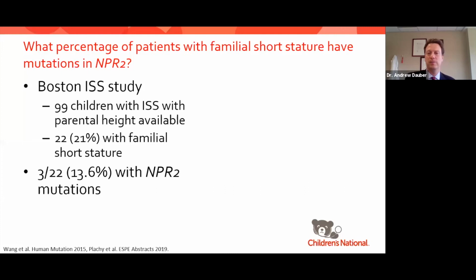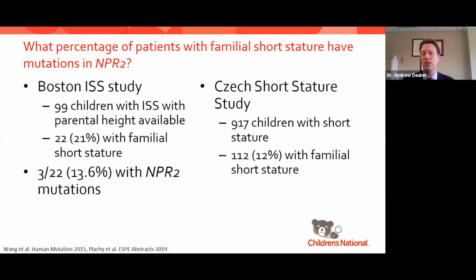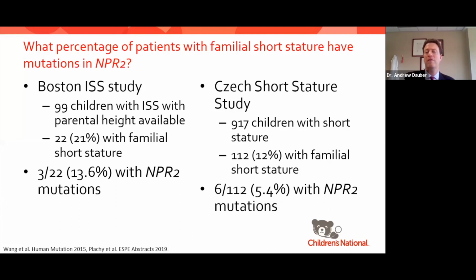Now, in a somewhat larger study out of the Czech Republic, 917 children with short stature, 12% had familial short stature, also defined as one parent with short stature. And of those, around 5% had NPR2 mutations. So I don't think we know the exact number, but you see that in families where one parent has short stature, this as a cause of dominantly inherited short stature is going to be enriched. So NPR2 is going to be an important player.